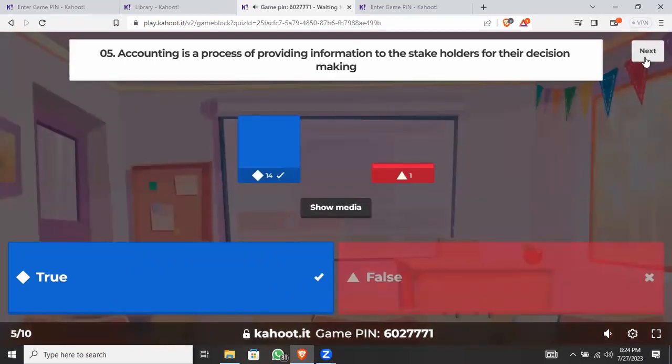Yes, I got 14 correct answers. Accounting is a process. It is a set of activities, a collection of activities, which provide information to the stakeholders. Stakeholders mean interested parties. For what? We are providing information to the stakeholders for their decision making. So this is the definition of accounting. Let's move to the scoreboard.